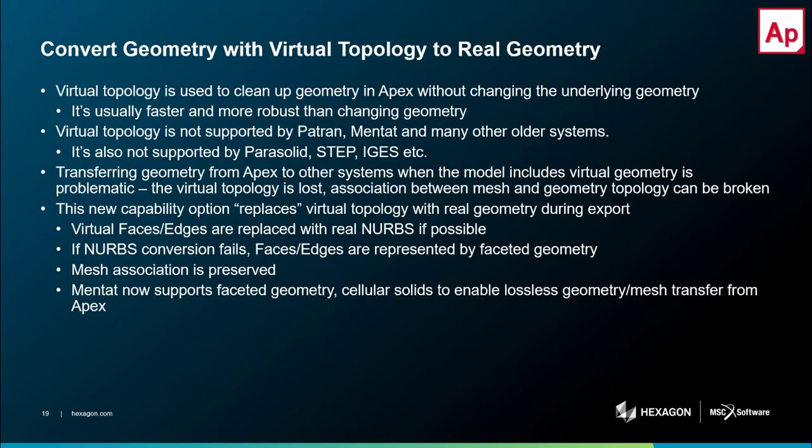Next up is the ability to convert geometry with virtual topology to real geometry. Virtual topology is used in Apex in a few different places, but mainly for things like hex meshing, where the user has to split up the geometry into multiple meshable sections. And now, Apex has the ability to export that geometry without the virtual component, thus allowing it to interface with older programs like Patran and Mentat.